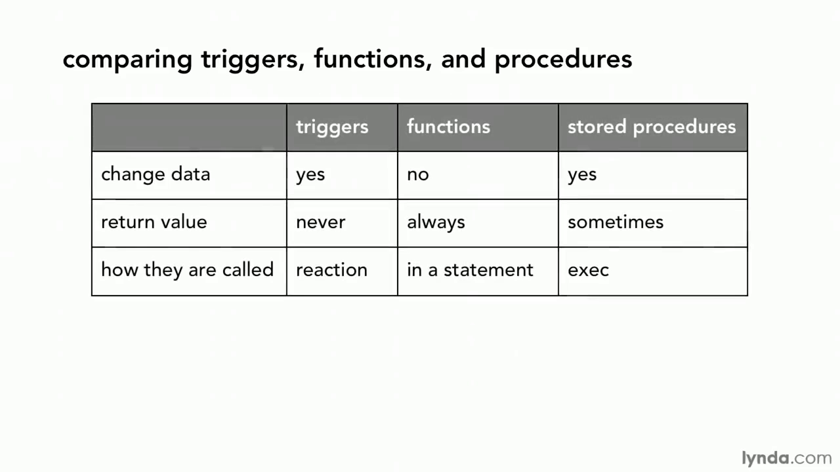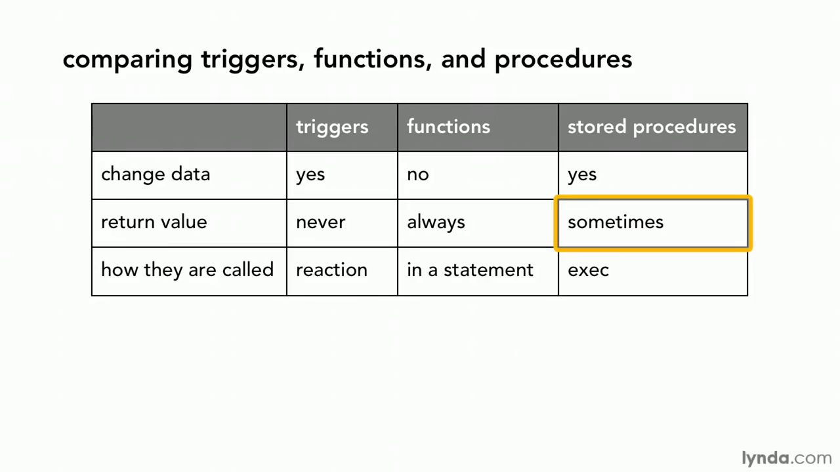Now let's talk a little bit about the differences. Triggers and stored procedures are allowed to change data and commonly do change data, whereas a function is not allowed to change any data. The point of a function is always to return data. Sometimes it returns a single scalar value, sometimes it returns a table. Triggers never return data. A trigger has to accomplish all of its work by changing data in tables, and there is no return value from a trigger.